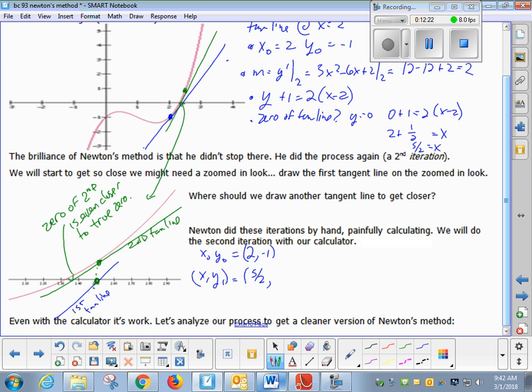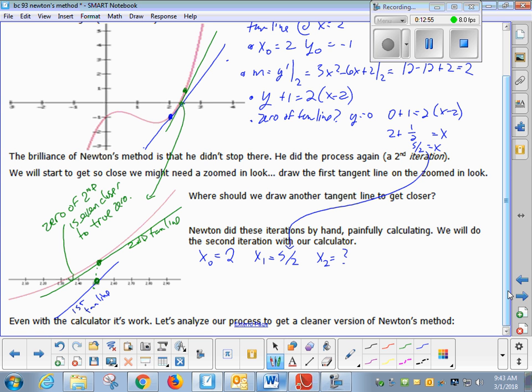Sorry, just a second. Our first guess at the 0, I wrote that wrong. We don't really care about the y. The y's we know are supposed to be 0. Okay, sorry. The first guess of the x was 2. The next guess we did after our Newton's method, our tangent line tracing back, we got 5 halves, right? So now we're going to find our second iteration.